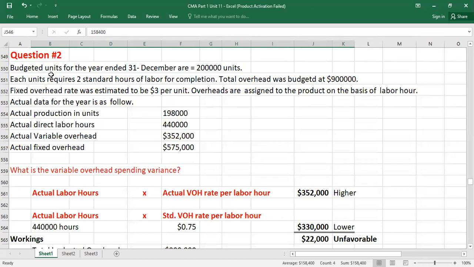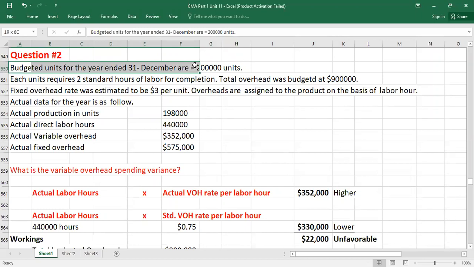This question is a little bit tricky, and you will get another aspect of how to deal with the question. So let's start. We have budgeted units for the year ended 31st December of 200,000 units. These are the budgeted units, and each unit requires 2 standard labor hours. These are the standard labor hours for 1 unit.